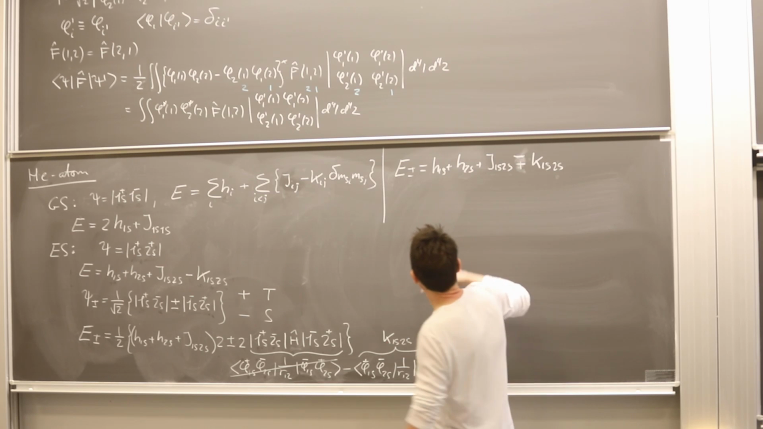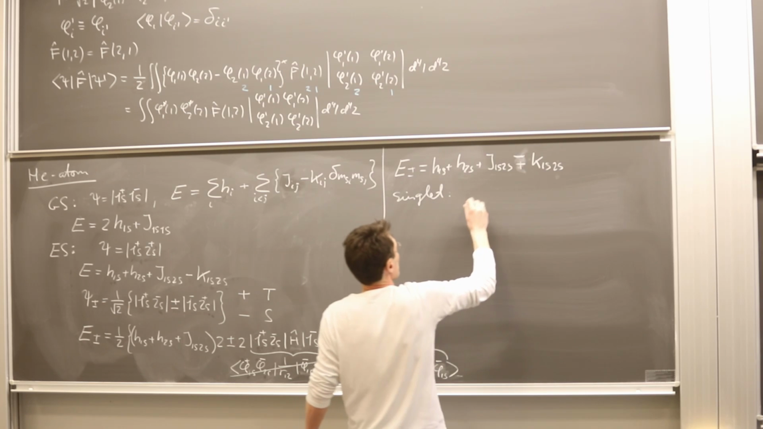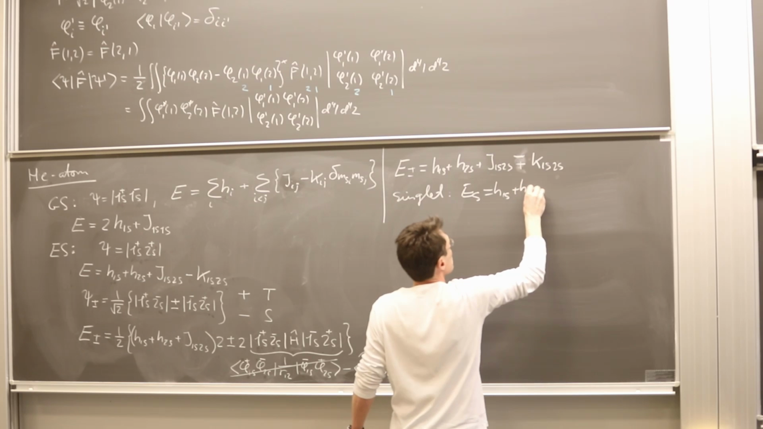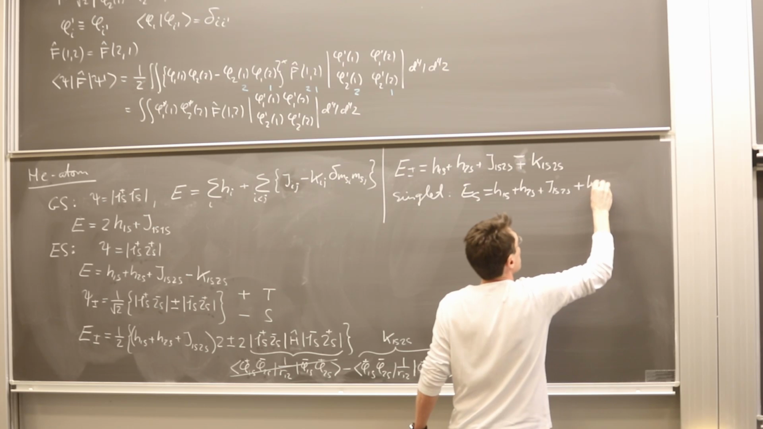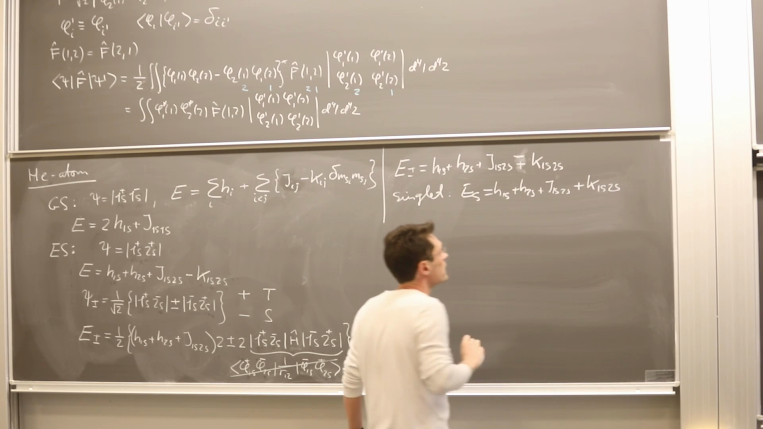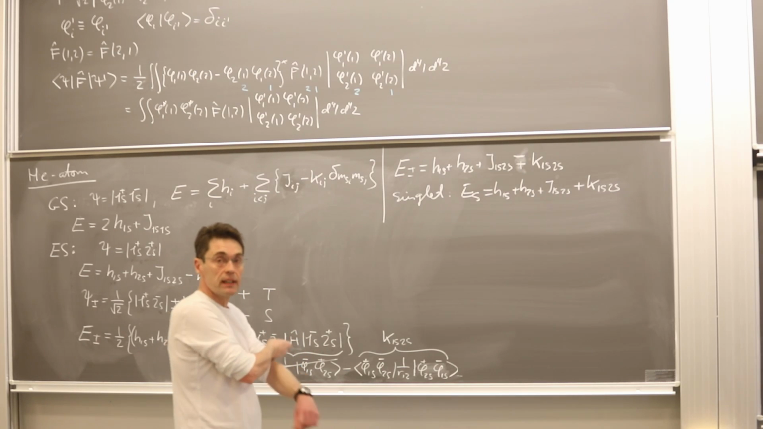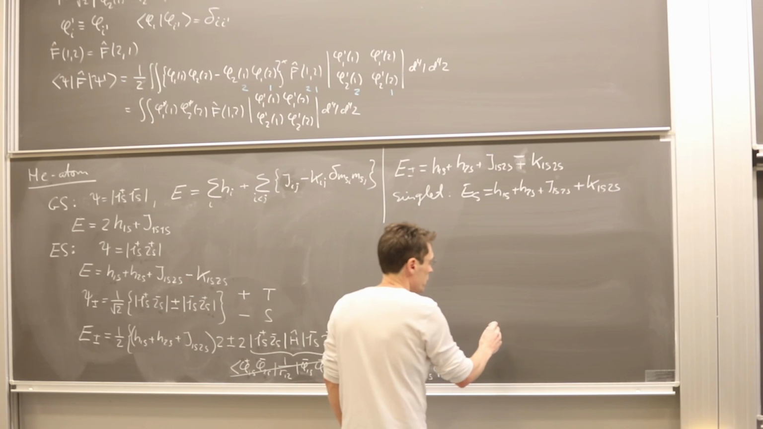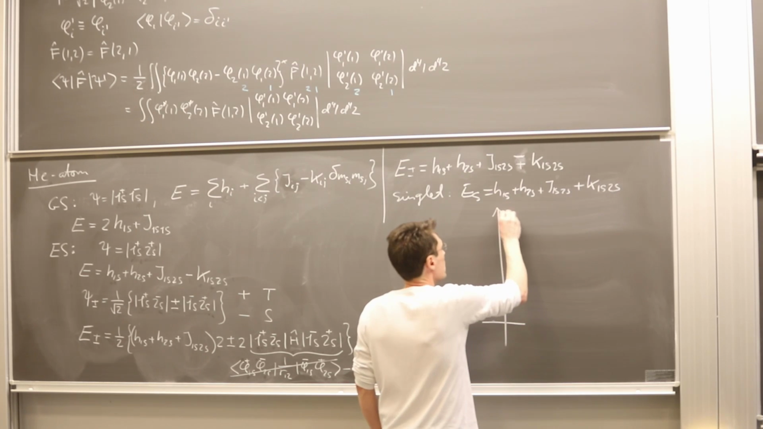On the other hand, I find that the singlet energy becomes 1s, 2s, 1s, 2s plus k1s, 2s. So the excited singlet there is actually at higher energy than the excited triplet. So I can finish by drawing an energy diagram.